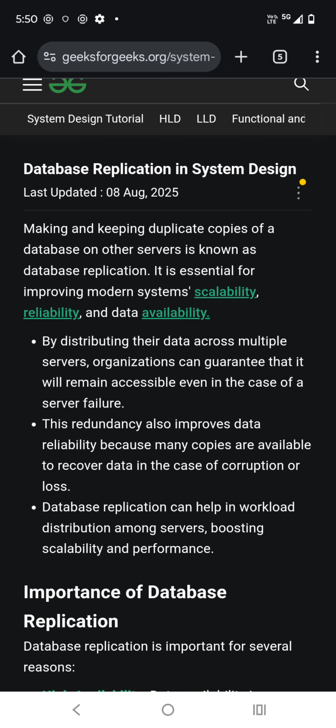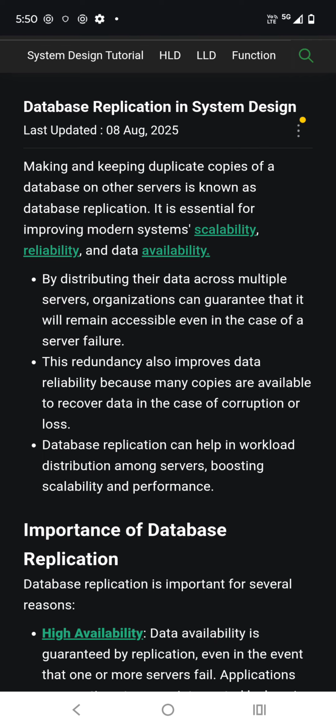See, by distributing the data across multiple servers, an organization can guarantee that it will remain accessible even in case of server failure. We should distribute the data. We should have a backup of the database, right? In some cases the database goes down, and we should have a backup database also. Sometimes we should also distribute data. Some people may store customer data, some people will store transaction data in another database, and sometimes we store other data in some other database. So it all depends on the requirement.